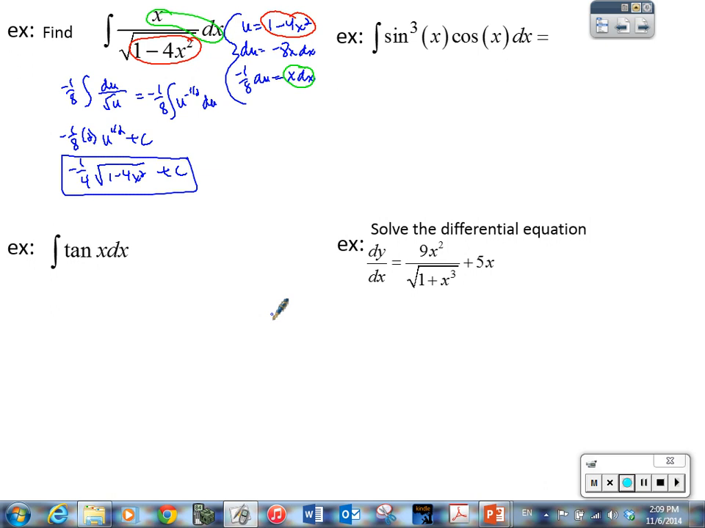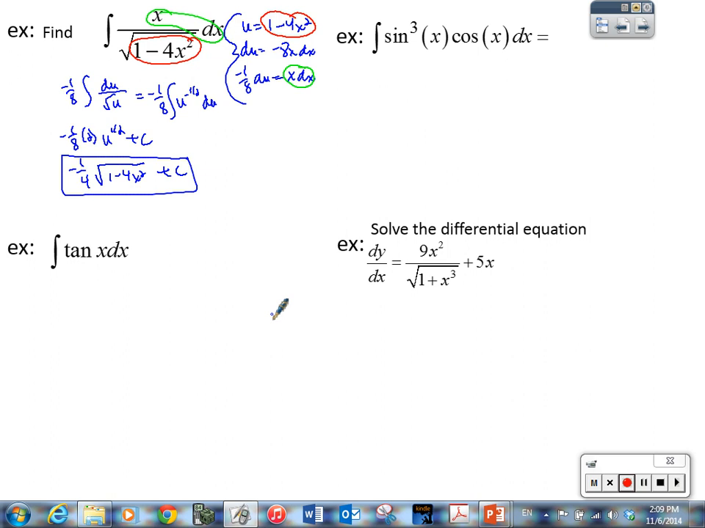So my choices are, I could make cosine u. If I make cosine u, the derivative of cosine is negative sine, but how many sines do I have there? I have 3 of them. And that's not going to give me 3 of them, right? So that is the wrong choice. I can't make cosine u. Does that make sense? Because I have 3 sines to deal with. Instead, I need to make sine u.